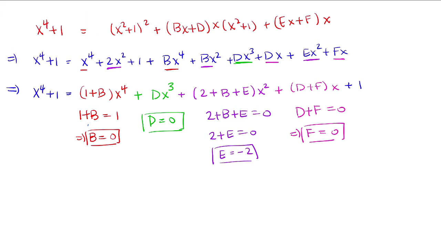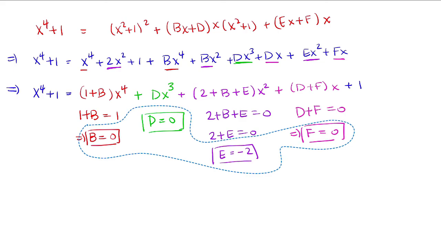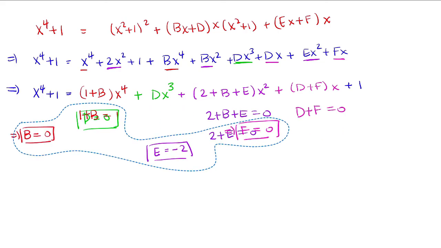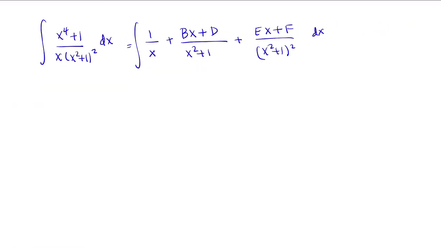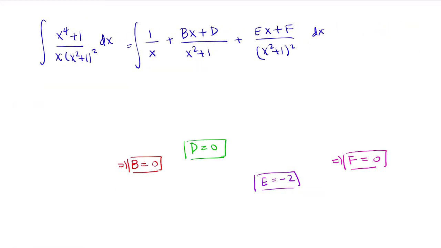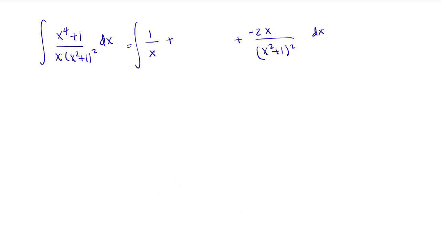Then what else do we have? Let me take it with me so I don't have to keep doing that. Okay, so then b is equal to 0. So copy, and this is just for reference. So this is 0. Then d is equal to 0. So then this whole term goes away. And then e is equal to -2, f is equal to 0, so I get here -2 over x squared plus 1 squared dx. Okay, perfect.